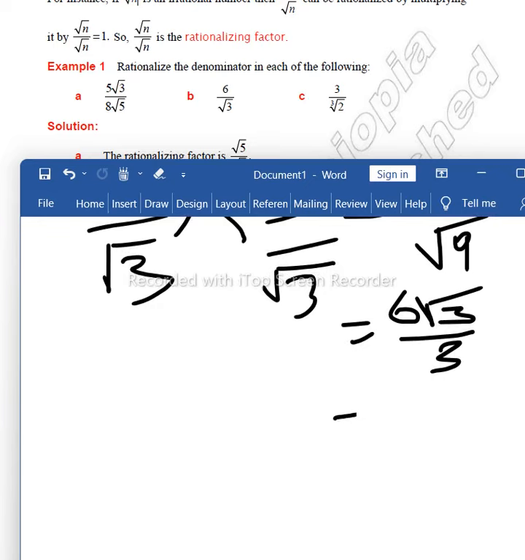Then when we simplify this, 6 by 3, 2. So 2 square root of 3.